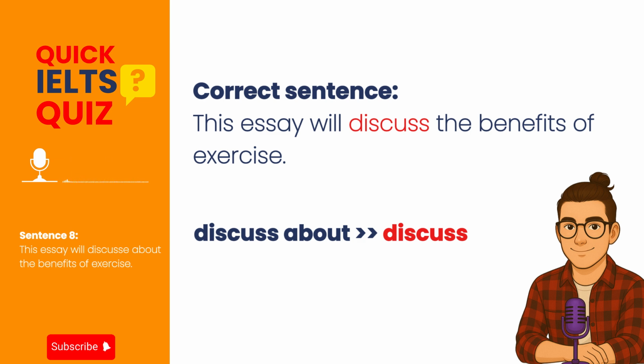Discuss is a transitive verb, which means it already includes the idea of about. So you don't need about after it. The correct version is, this essay will discuss the benefits of exercise. Be sure to check verb spelling and avoid unnecessary words, especially in academic IELTS writing. Let's look at another one.